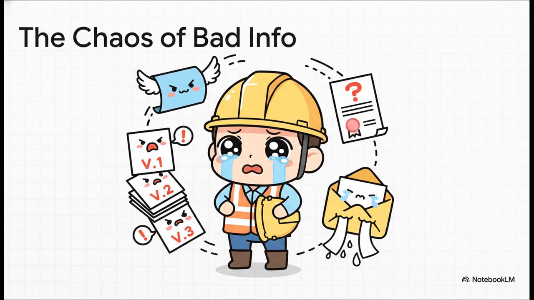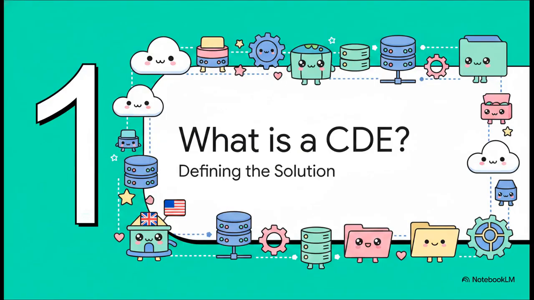And yeah, this is what that chaos actually looks like on the ground. You've got someone building from the wrong version of a drawing, nobody knows who approved what, critical info is buried somewhere in a 10-mile-long email chain. Look, these aren't just little hiccups. These are the things that cause massive delays, blow up budgets, and can sink a project. So, now that we've seen the problem, total information chaos, let's get to the solution.